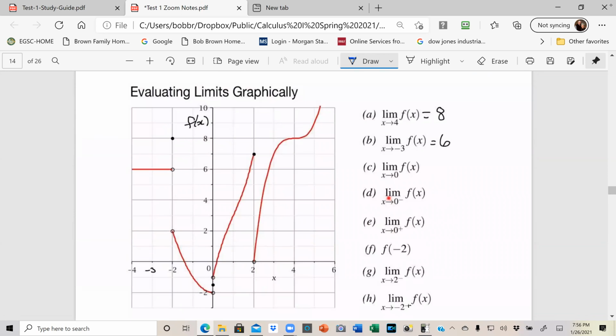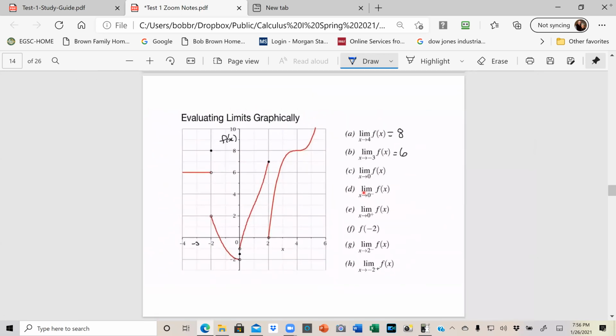Now, I've already filled in a couple of these. As x approaches 4, the limit is 8, and everything is good from the right and the left, so you don't have to worry about a right and a left. Now, x approaches -3 is 6, because look, at x equal -3, it's just a straight line and there's no hole in the graph or anything. It's not doing anything crazy. So it's 6. What is the limit as x approaches 0?